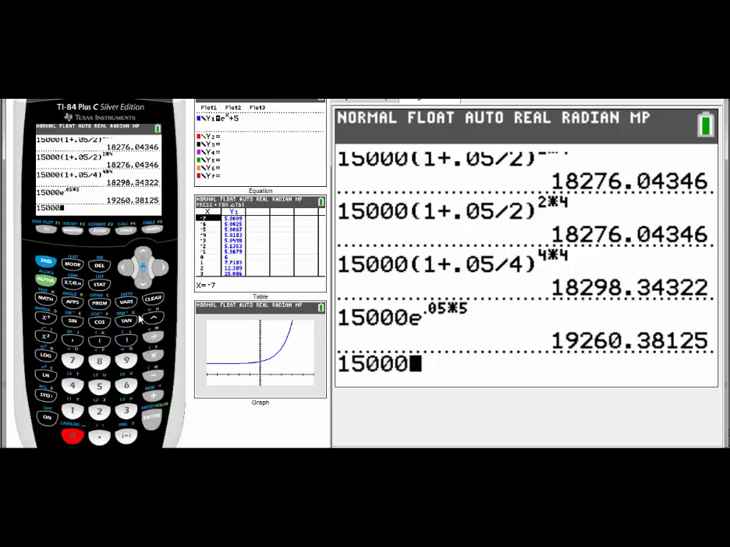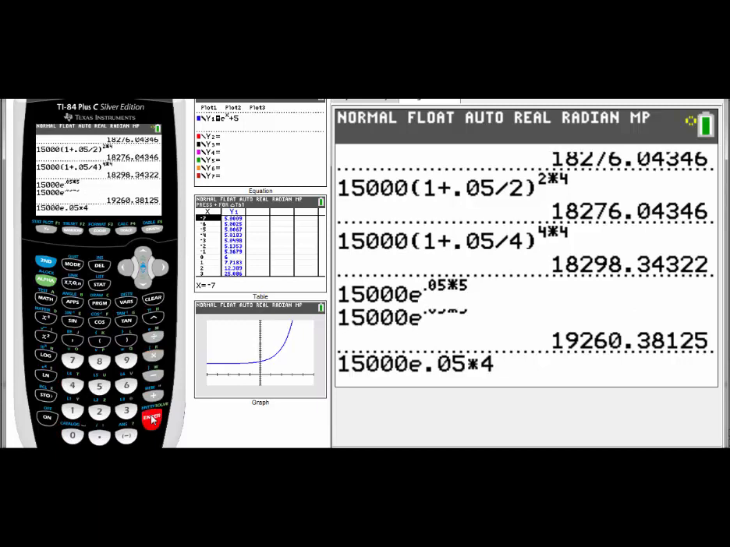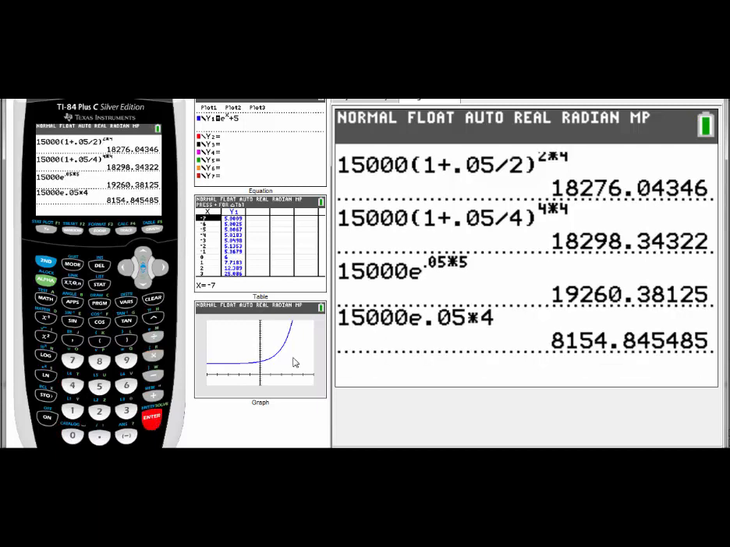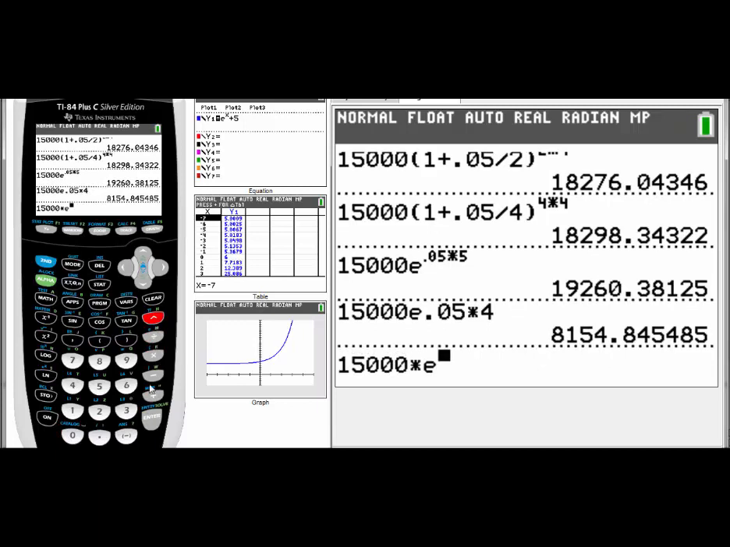I thought that was too good to be true. It was a very nice rate of return. E to the 0.05 times 4 years. So let's put in a times 4. It's going to be less. Oh, my exponent didn't go through. Having bad luck today. 15,000 times E to the exponent 0.05 times 4.